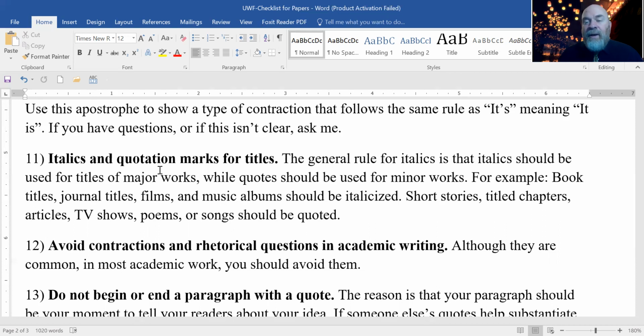And the same thing with records would be the same, albums would be the same. So if you think of the album Purple Rain, one of my favorite records, the album Purple Rain would be in italics. The song "Purple Rain" would be in quotes.